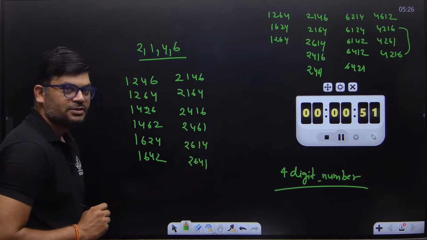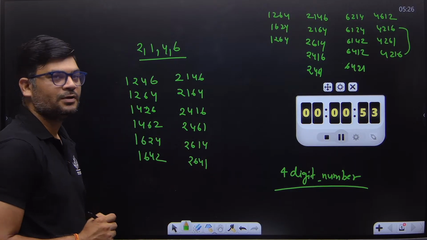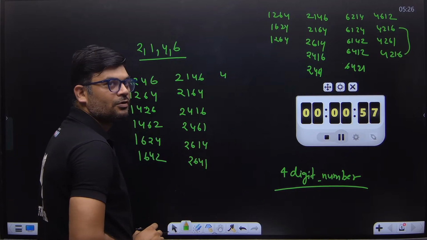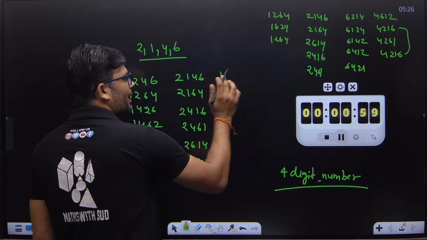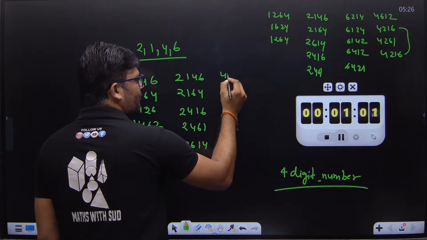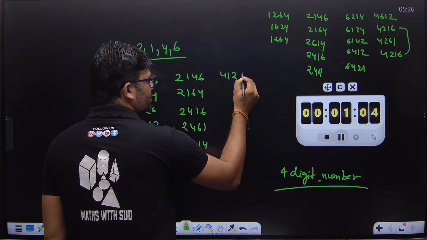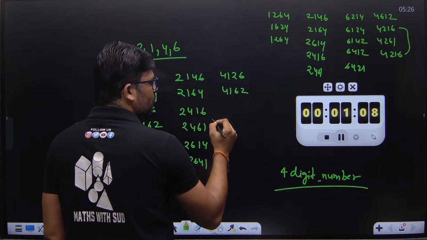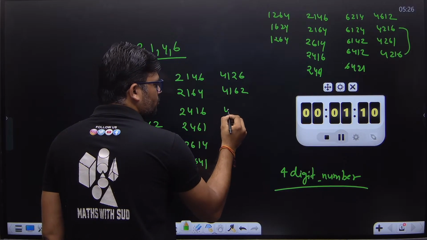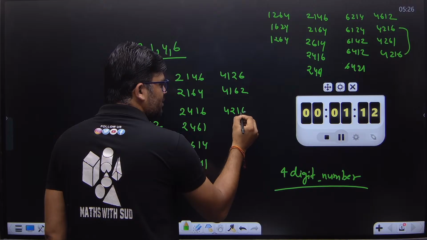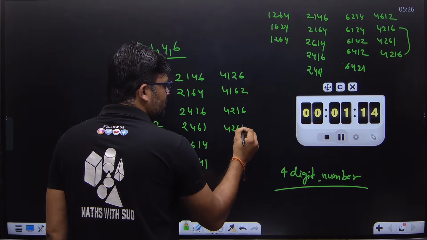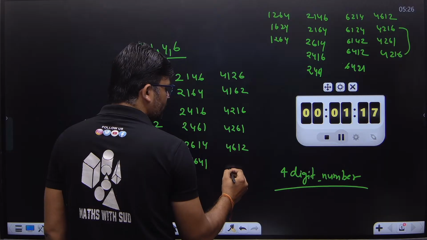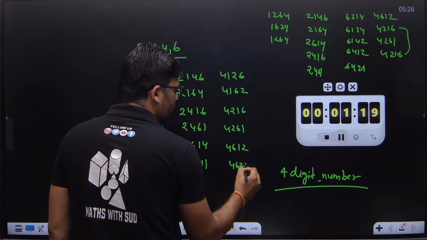2641. 6 numbers with 2 as well. Now going with 4. Starting the number starting with 4. If I want to write the number in increasing order, I can write 4126, then replacing these two numbers, 4162, then replacing 1 by 2, 4216, 4261, then replacing this by 6, 4612 and 4621.